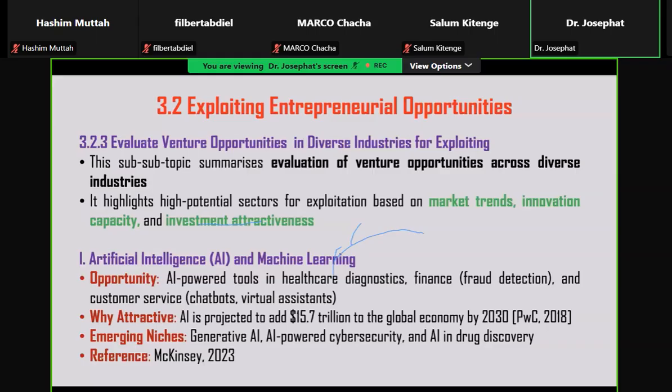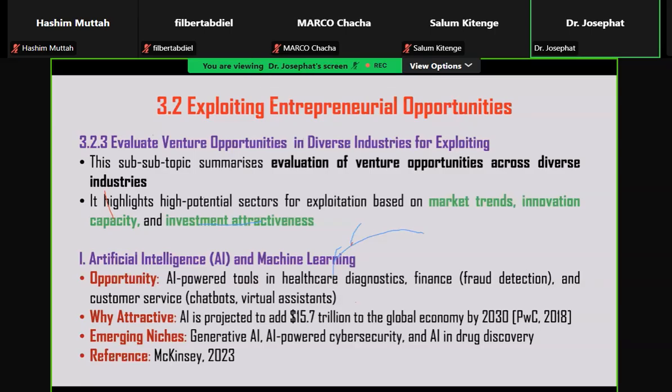The third and last part for today, we are going to discuss evaluating venture opportunities in diverse industries for exploiting. This subtopic summarizes evaluations of venture opportunities across various industries. It highlights potential sectors for exploitation based on market trend, innovation capability, and investment attractiveness.